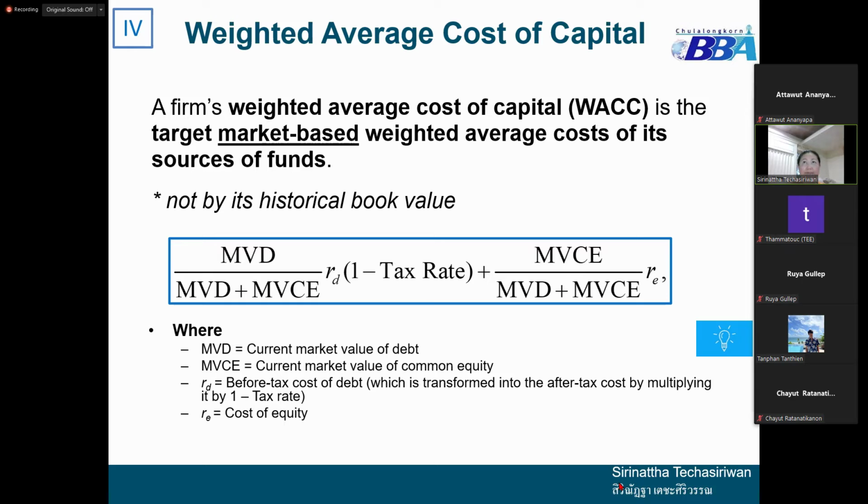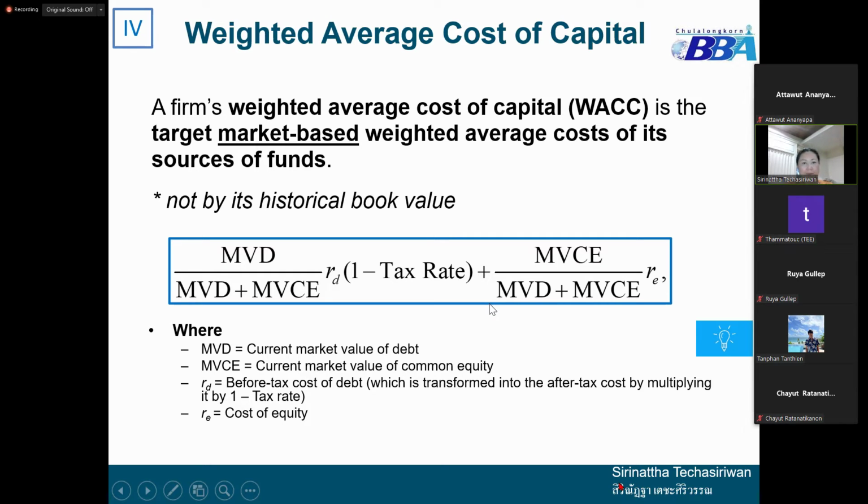Because we know that the cost of any instrument is the discount rate that discounts the cash flow of that instrument to the market value, to the price, right? The price is the market value. It is not the book value or the par value. That's the historical cost. So that's why we need to use market value. So it's market value weighted average.